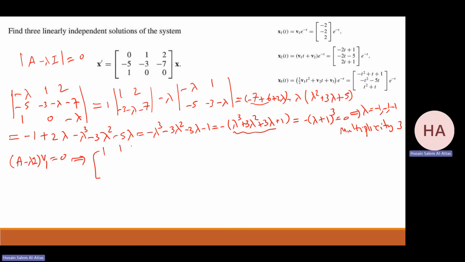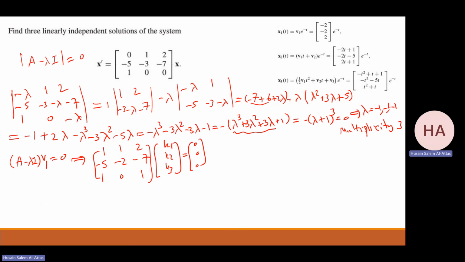0 minus 1, that will be 1, 1, 2. This is minus 5. Minus 3 minus 1, that will be minus 4. I add 1 to the diagonals. 0, 0. Yeah, it's not 0, it's 1. 1, 0. And the last one will be 0 minus 1, that will be 1, times K1, K2, K3 equals 0, 0, 0.